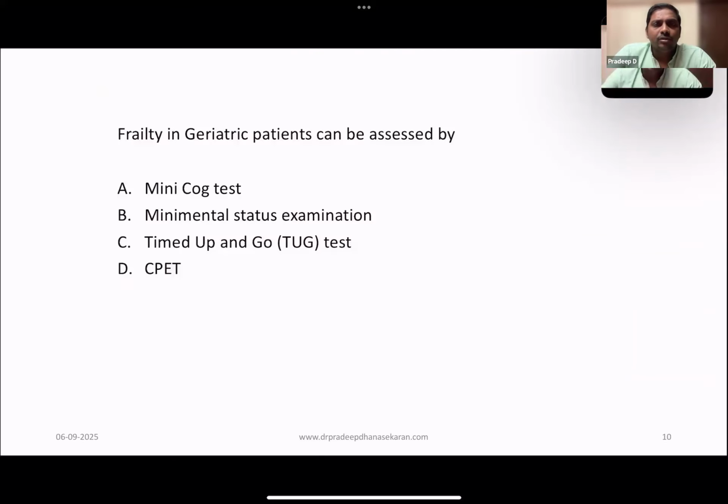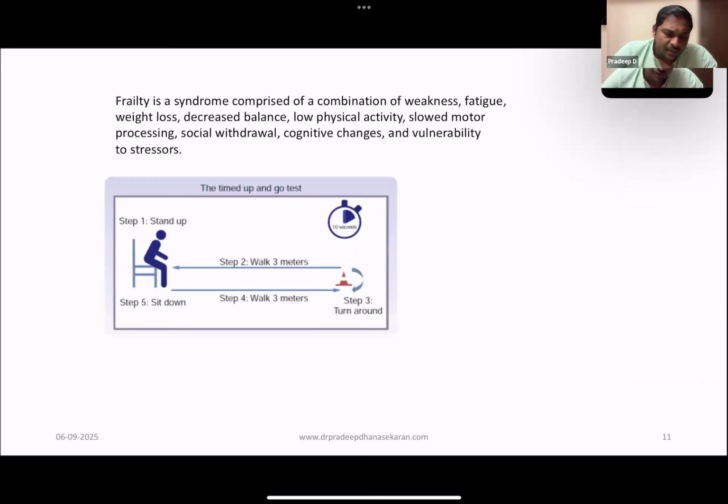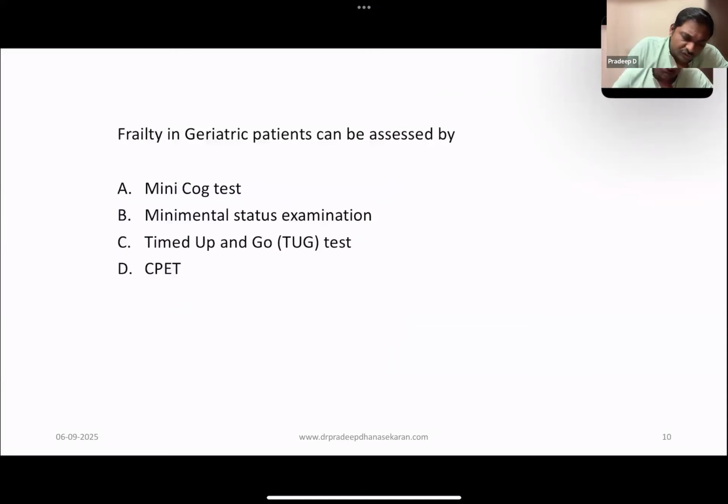Right. Now let's discuss frailty. Frailty in geriatric patients can be assessed. What is frailty? Frailty is nothing but a weakness syndrome. It's a combination of weakness, fatigue, weight loss, decreased balance, low physical activity, slowed motor processing, social withdrawal, cognitive changes, and vulnerability. That means it all occurs in geriatric patients who are vulnerable to any kind of injury or stress. To test the frailty, you use the Timed Up and Go test, that is the TUG test.